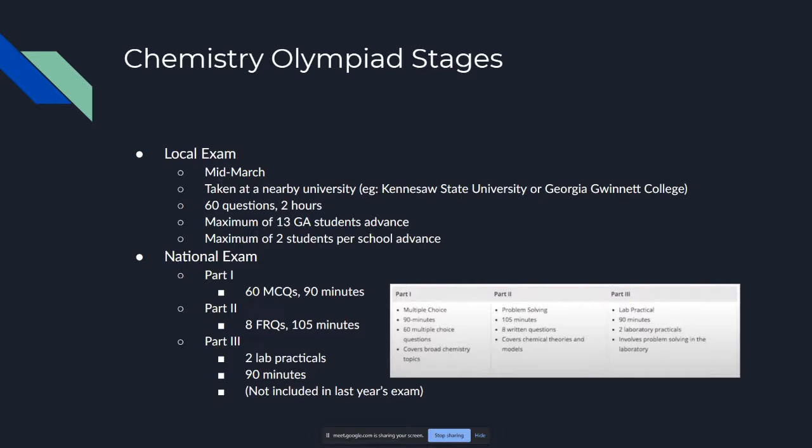But at this point, you should mainly just focus on taking the past local exams. Also, the Chemistry Olympiad has a weird restriction that only two people from a single school can make it, so potentially the cutoff could be higher if all of you do really well, but the top 13 people from the state will advance.